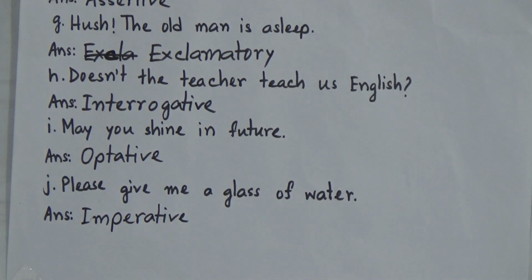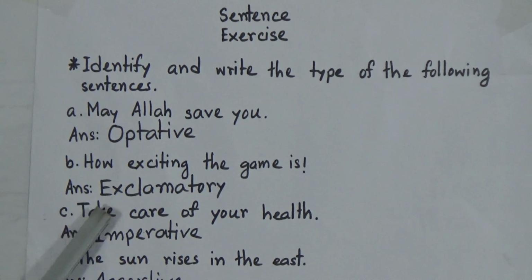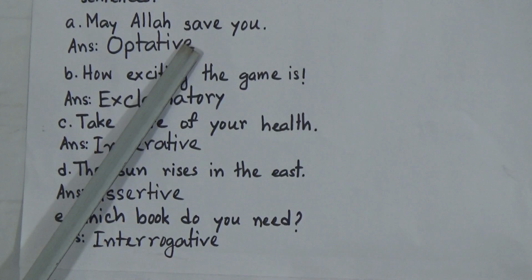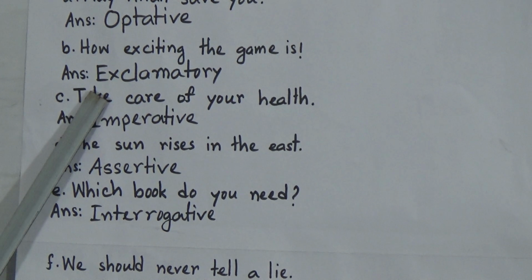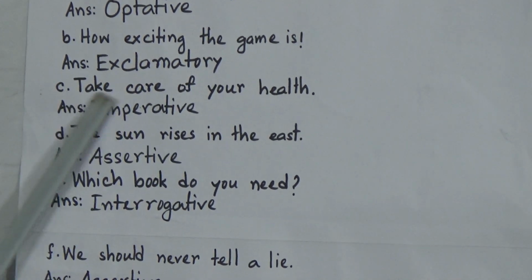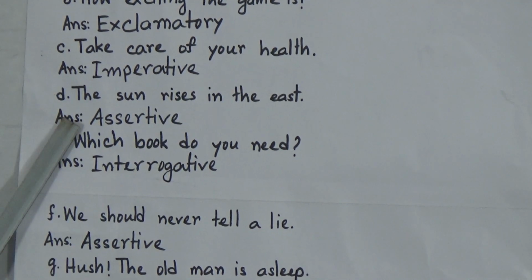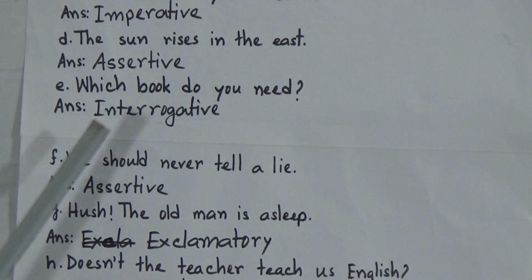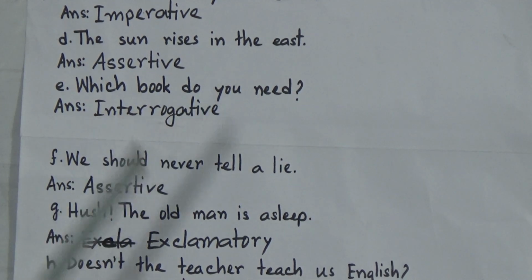Okay, there are 10 sentences. Now we will go through the answers and the sentences again. Now look, number A, may Allah save you, and the answer is optative. Number B, how exciting the game is, and the answer is exclamatory. Number C, take care of your health, and the answer is imperative. Number D, the sun rises in the east, and the answer is assertive. Number E, which book do you need, and the answer is interrogative.